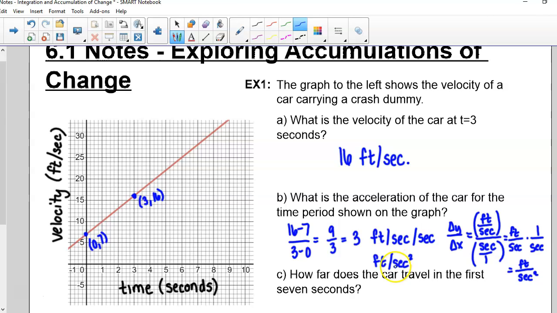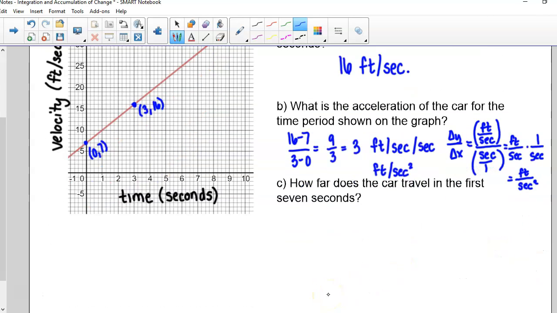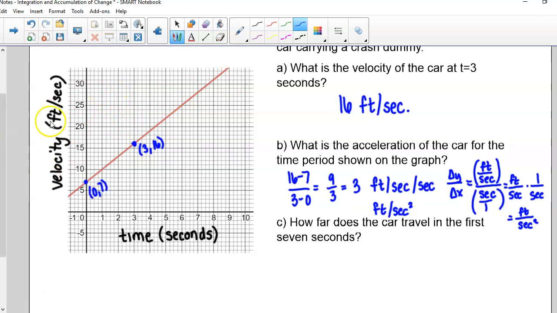Okay, now I think this is so cool. We have this graph of the velocity here, and C says, how far does the car travel in the first 7 seconds? So we're looking up to right here. We want to know how far the car traveled, but we don't have anything about its position. Any ideas?